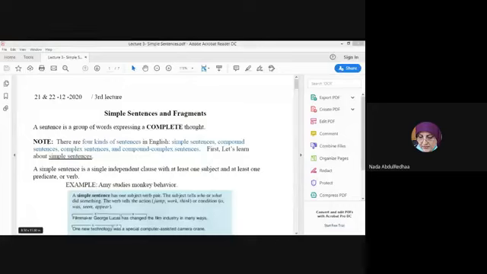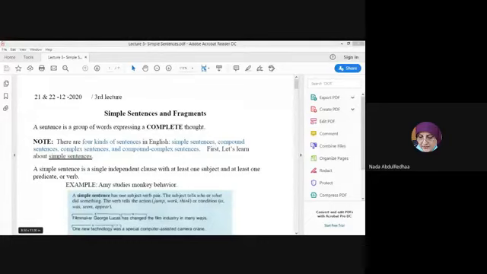Now, example: Amy studies monkey behavior. In this sentence, Amy is the subject. Studies monkey behavior is the predicate. And all these words form one independent clause. What is the main thing in this independent clause? It is the verb, and the verb is in the present simple tense.